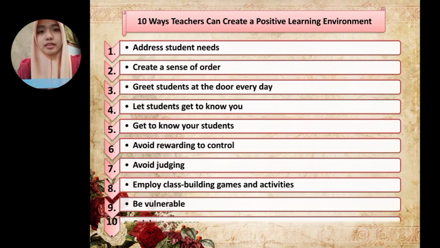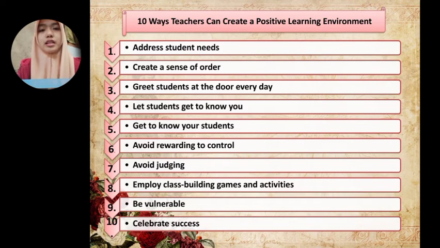Number 10 is about celebrating success. At first, this may seem to contradict strategy 6 about avoiding rewards. It doesn't. A celebration is a spontaneous event meant to recognize an achievement. It is not hinted at or promised ahead of time like an if you do this then you get that reward. Instead, you might set a class goal such as the whole class achieving 80% or higher on an assessment.